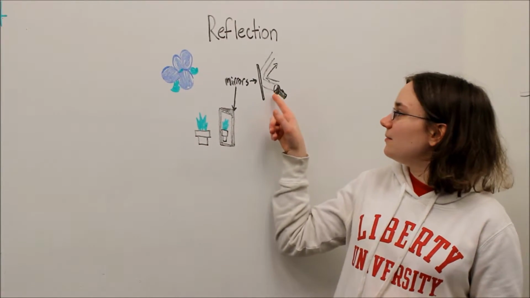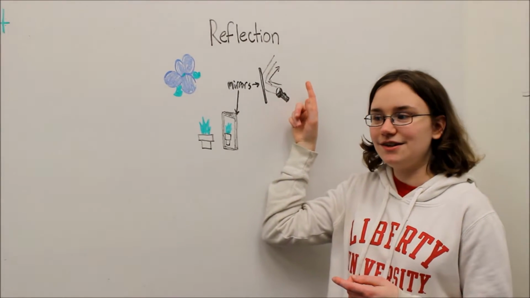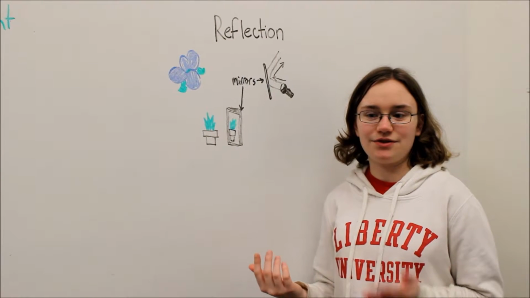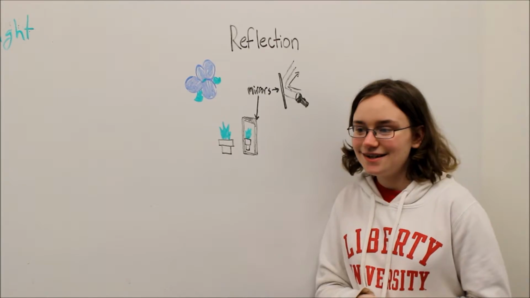However, if you hit a mirror at an angle with light, it will also bounce off at an angle. That's why, unless you're looking at a mirror straight on, you don't see your face, you see something else, whatever the mirror is pointed at.